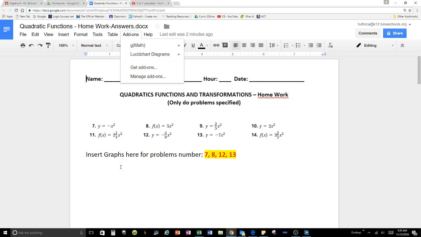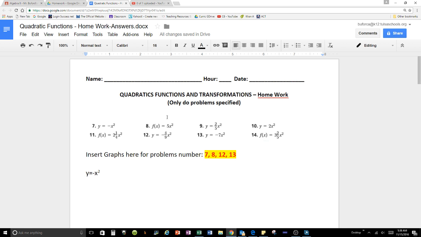Well, let's see, what is our first problem? It's y equals negative x squared. So let's at least put that down here. Y equals negative x, and let's put control period to 2. So y equals negative x squared.